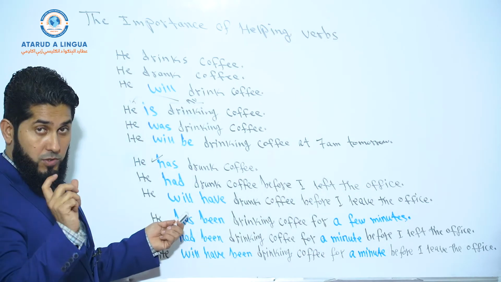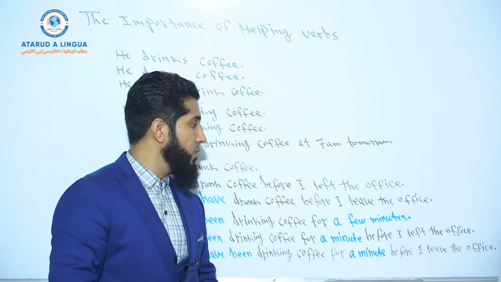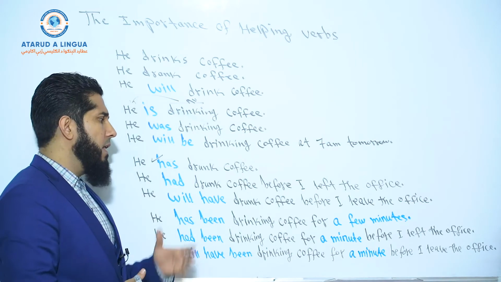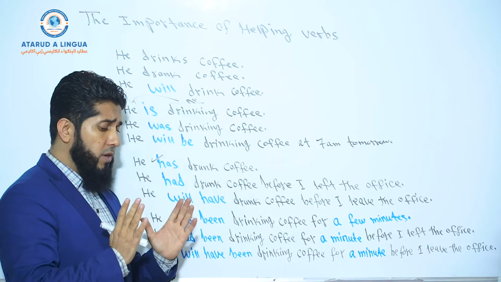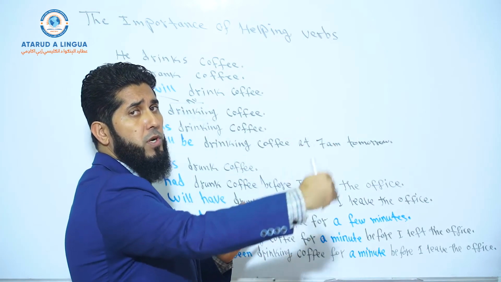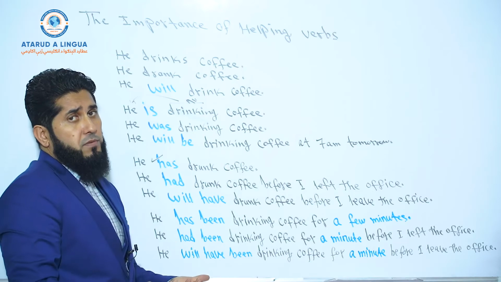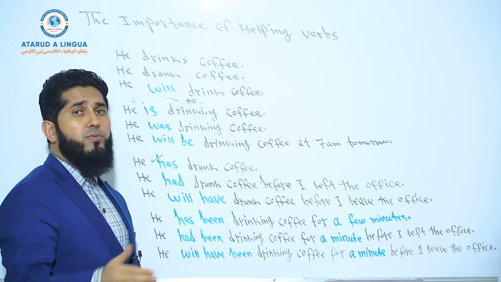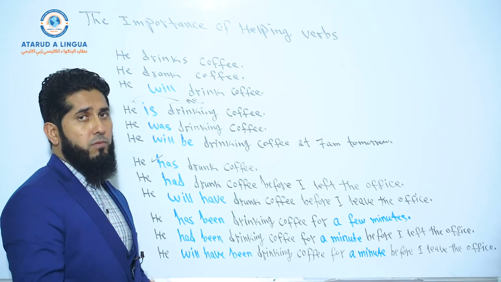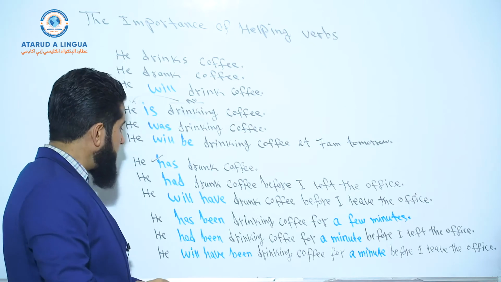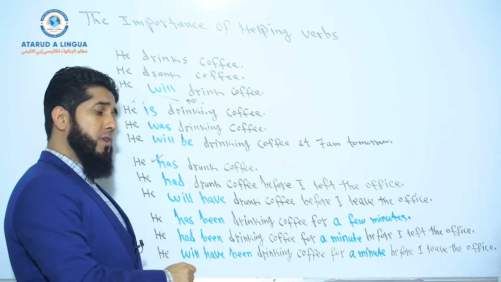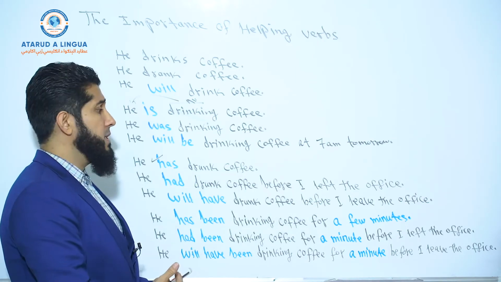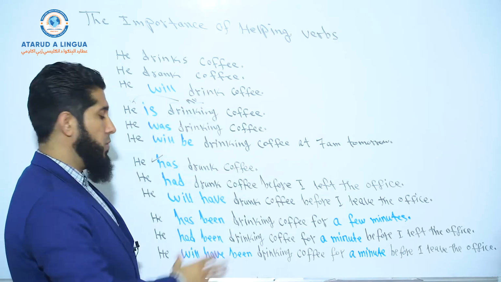Now here again we have two helping verbs. He will have drunk coffee before I leave the office. Now the helping verbs are here to give us an idea that the action of drinking coffee will be completed in the future before another action. Or before a specific time, if you mention a time expression, for example, he will have drunk coffee before 7 p.m. or before 9 a.m. or something. So now the helping verbs give us this idea that the action of drinking coffee will be completed before another action in the future.